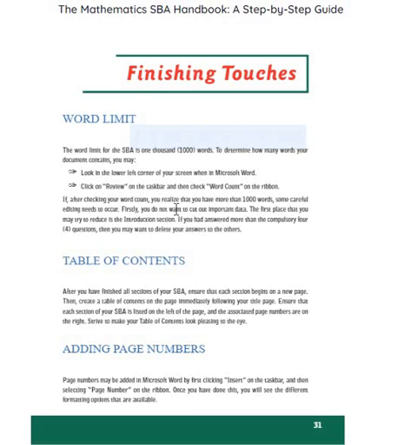Table of contents. After you have finished all sections of your SBA, ensure that each section begins on a new page. Then create a table of contents on the page immediately following your title page. Ensure that each section of your SBA is listed on the left of the page, and the associated page numbers are on the right. Strive to make your table of contents look pleasing to the eye.